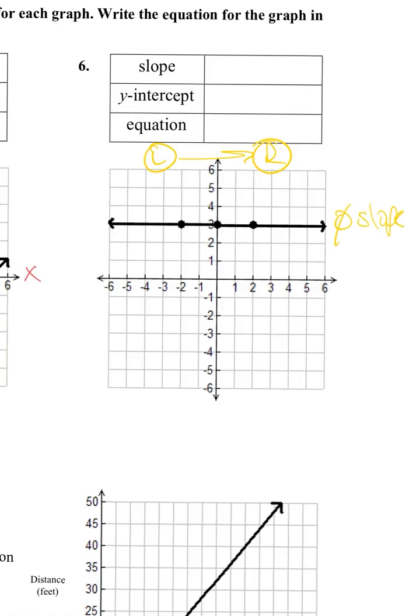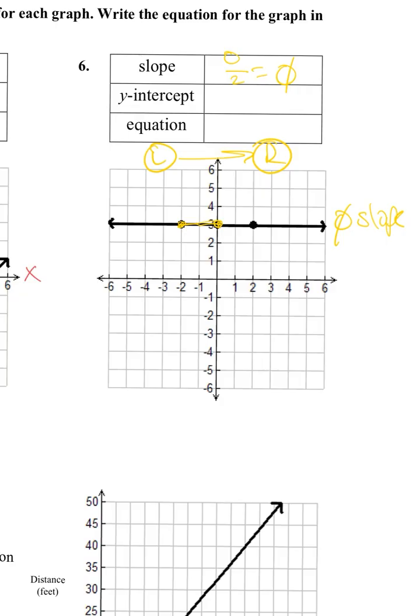But it still has a slope, and I'll show you how you find that out. So your slope, reading from left to right, from this point to this point, what's my rise? 0. What's my run? 1, 2. And what is 0 divided by 2? That's 0.